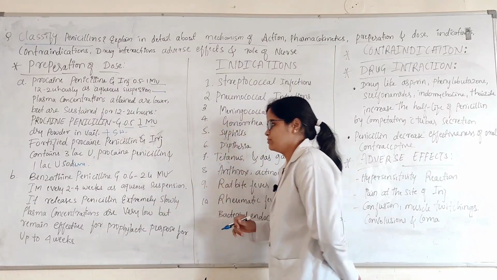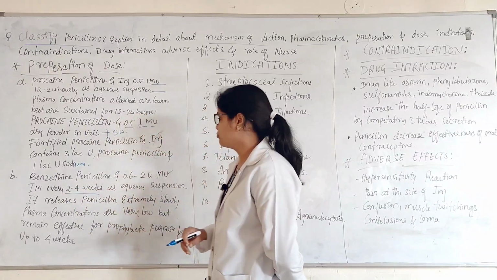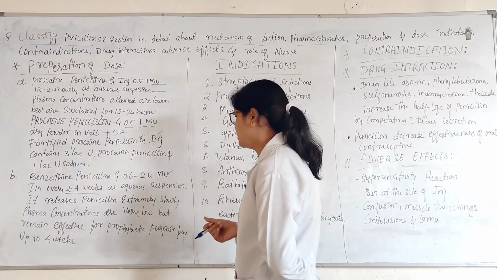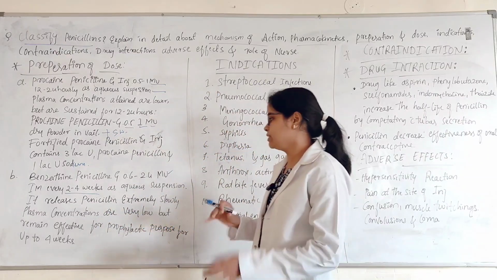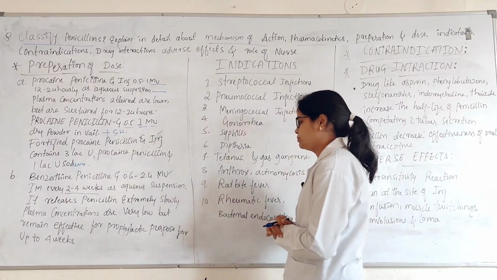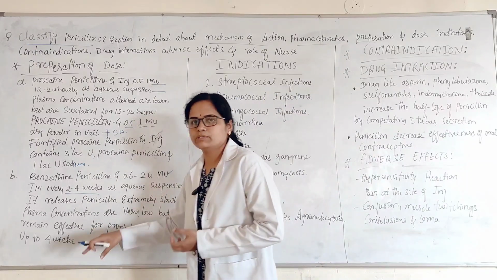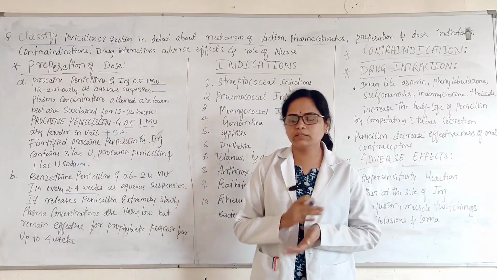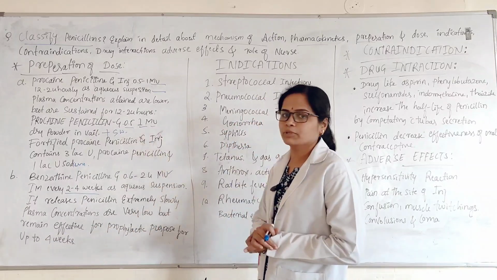4 weeks, means the injection should be administered every 2 to 4 weeks as an aqueous suspension, means it releases the penicillin extremely slowly and plasma concentrations are very low, but the effect remains for prophylactic purpose for up to 4 weeks, means once you administer this penicillin, the effect should be present in the human body up to 4 weeks. Okay, these are the preparations of the penicillin doses.